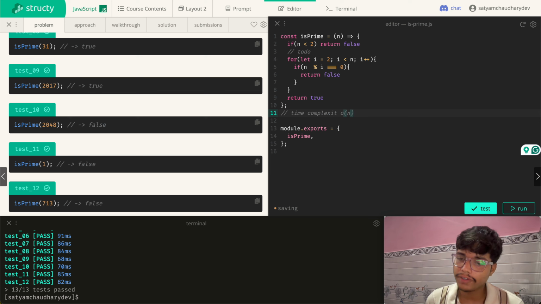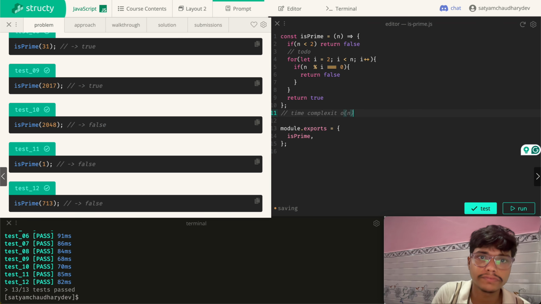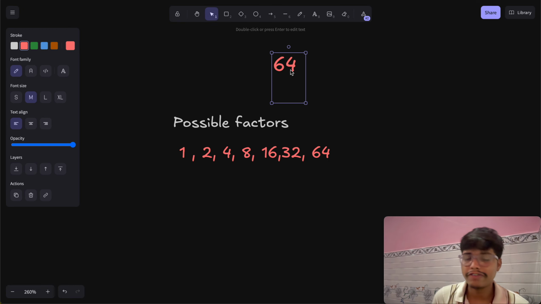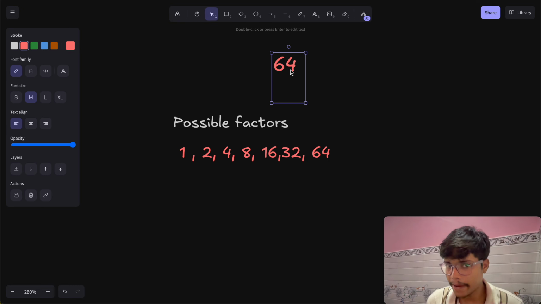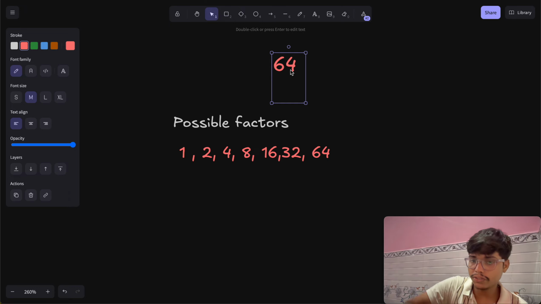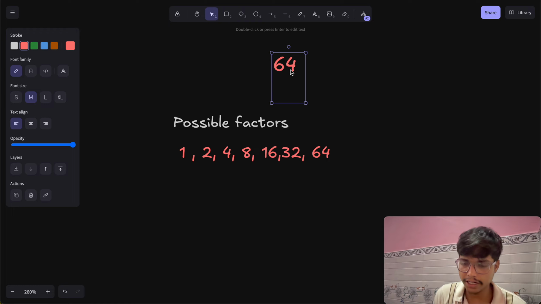Okay, so for optimization we need to understand some math. It's fine, I'll give you some overview of how we can solve it. Let's suppose we need to check if 64 is a prime number or not. With our current solution, we need to check 2 to 63, which is not efficient actually, as the number grows. This algorithm is not efficient. So how can we optimize?